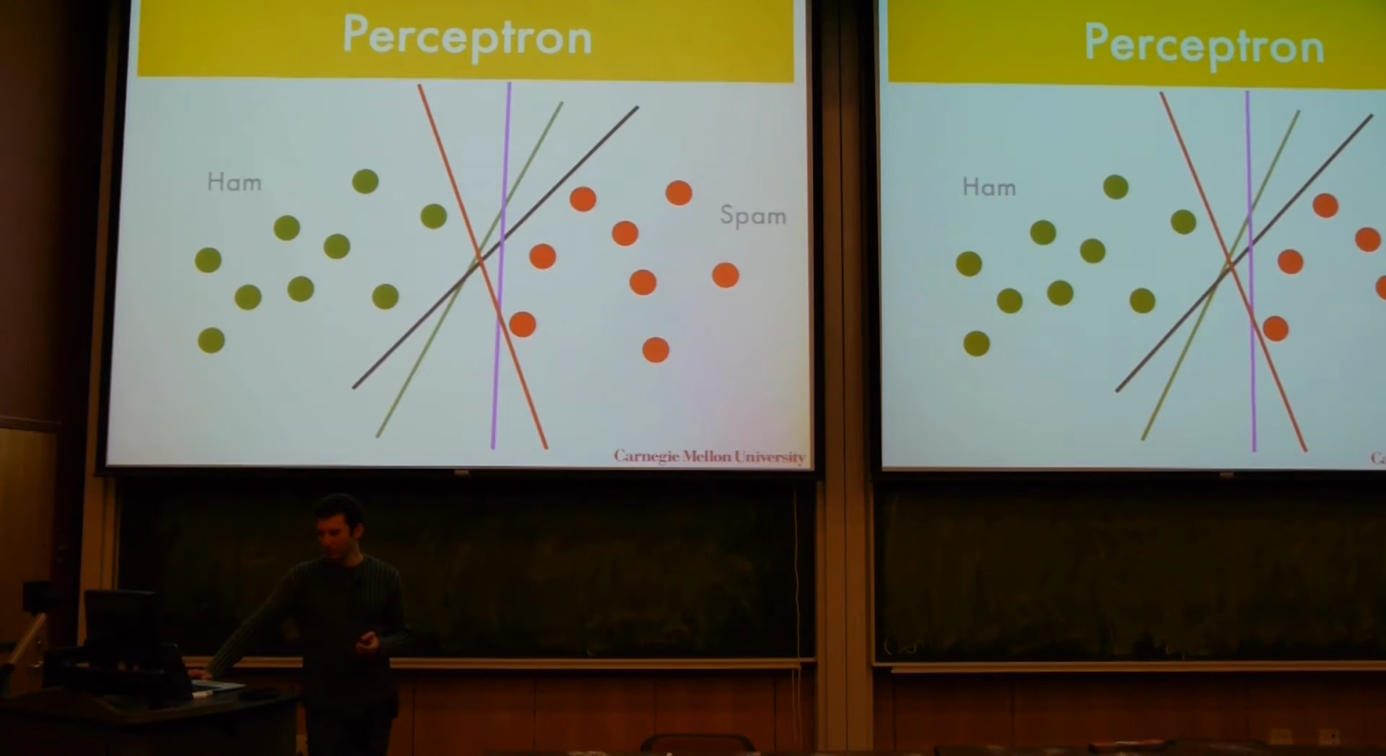Here's spam and ham. Basically all I'm interested in is one of those linear separations. I'm not necessarily particular about which one, but I want to have one that separates the two classes. And so the question is how can I get that efficiently? And that's exactly what the Perceptron algorithm is. This is one of the oldest machine learning algorithms.